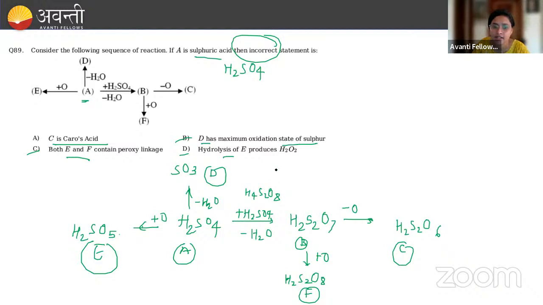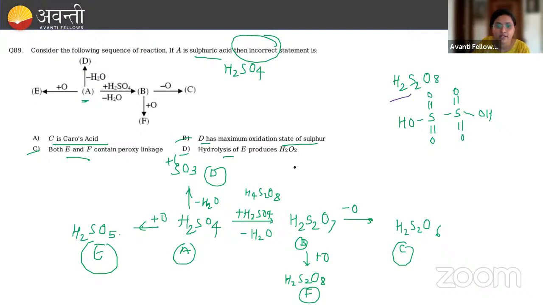D में oxidation state कितना आएगा सल्फर का? 2 minus 2 into 3 minus 6, so S will have plus 6 oxidation state. Okay, when you calculate others, you can find out that. And this molecule, when you talk about F, H2S2O8. H2S2O8 का structure देखो ऐसा है, its structure is like this way: HO, S, S, then OH, double bond O, double bond O, double bond O, and double bond O. So this is our H2S2O8.